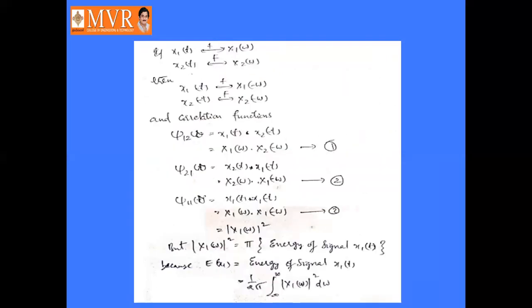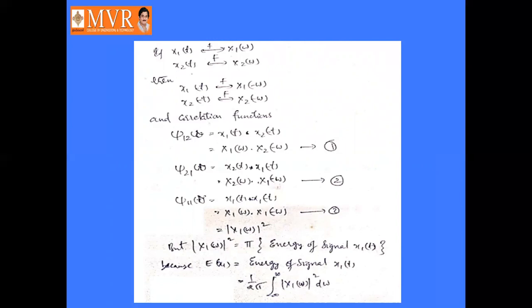If the Fourier transform of x1 of t is X1 of omega and the Fourier transform of x2 of t is X2 of omega, then the Fourier transform of x1 of minus t is X1 of minus omega, and the Fourier transform of x2 of minus t is X2 of minus omega. The correlation function j12 of tau is equal to x1 of t convolved with x2 of minus t, which in frequency domain is X1 of omega multiplied by X2 of minus omega. That is equation number 1. And j21 of tau is equal to x2 of t convolved with x1 of minus t. In frequency domain, it will become X2 of omega multiplied by X1 of minus omega. That is equation number 2. And j11 of tau is equal to x1 of t convolved with x1 of minus t. In frequency domain, it will become X1 of omega into X1 of minus omega.